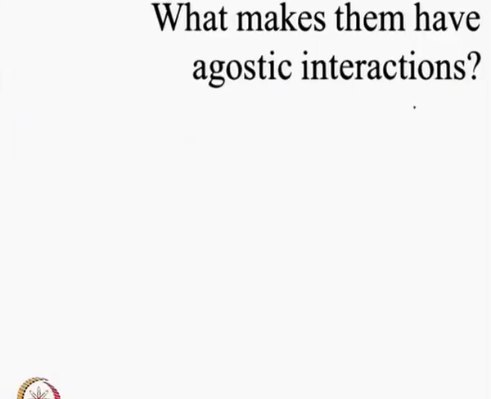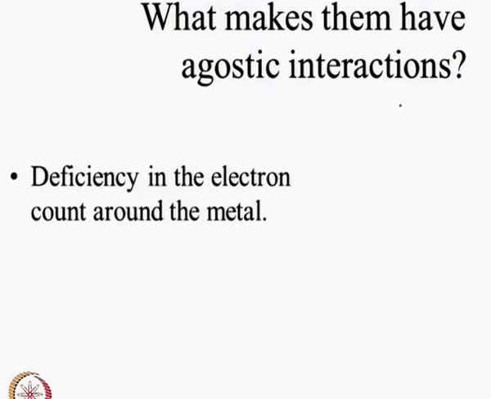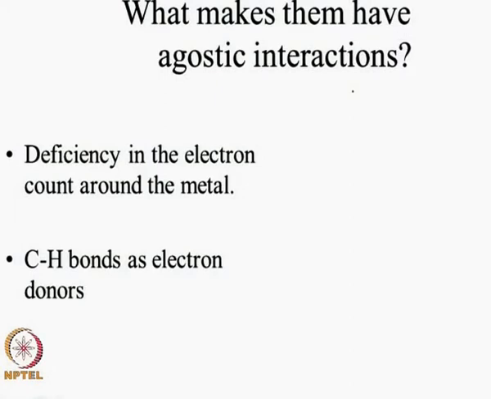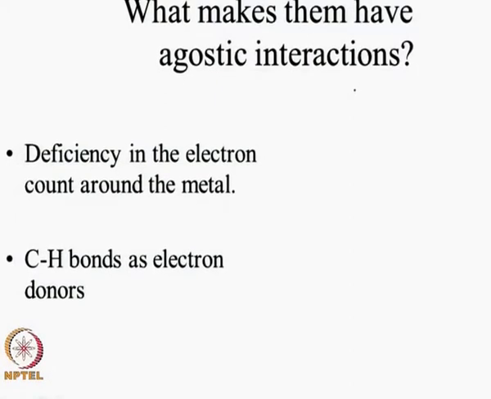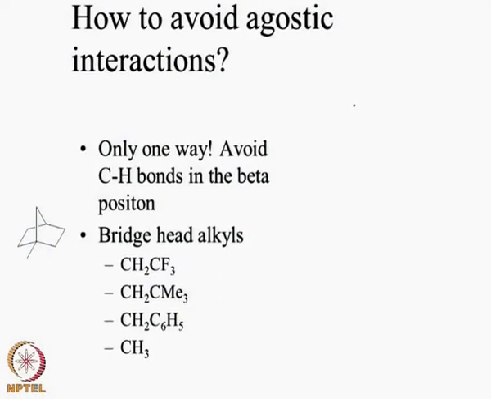So, what makes them have weak interactions or agostic interactions? It is usually the deficiency in the electron count around the metal, and the CH bond is actually functioning as an electron donor. So, how do you avoid these agostic interactions? There seems to be only one way, and that is to avoid the beta hydrogen. That is why very often one can form very strong metal alkyl complexes if you have no beta hydrogens.